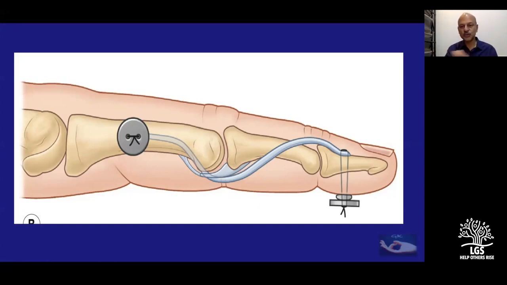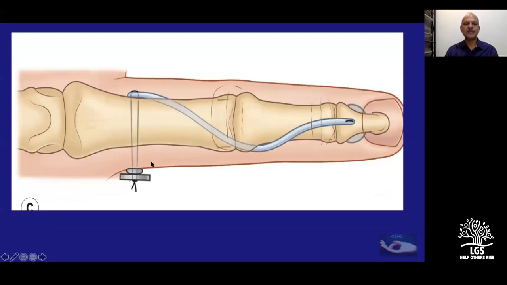Or you can suture it to the flexor sheath on the ulnar side, either with a pull-through button or by attaching it to the flexor sheath. Here, with a pull-through button.